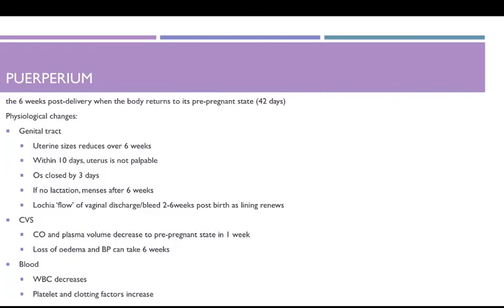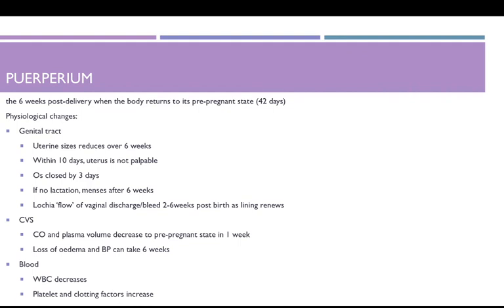Okay, so we're coming to the end now. So Puerperium is basically 6 weeks after delivery, and it's when the body is returning to its pre-pregnant state. So lots of different changes that take place. So to do with the genital tract, the uterine size reduces over the 6 weeks. Within 10 days, the uterus is no longer palpable. The os closes by 3 days.